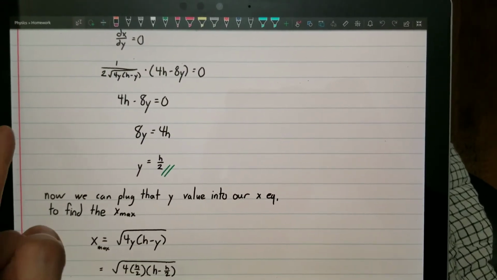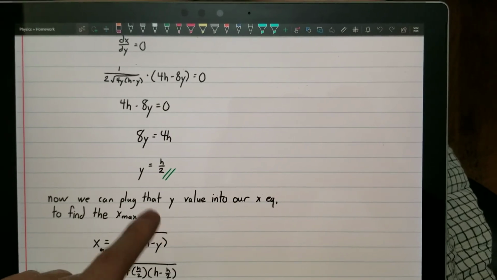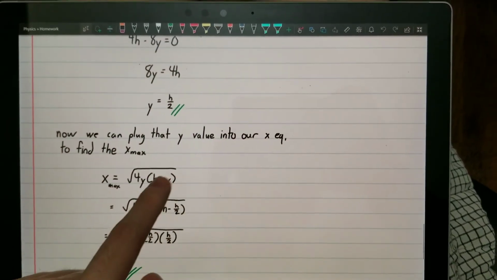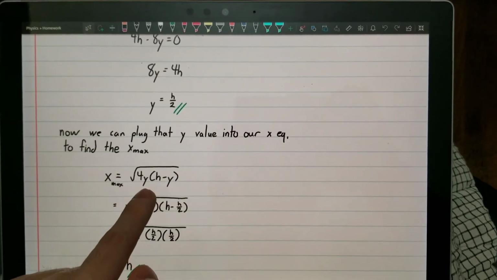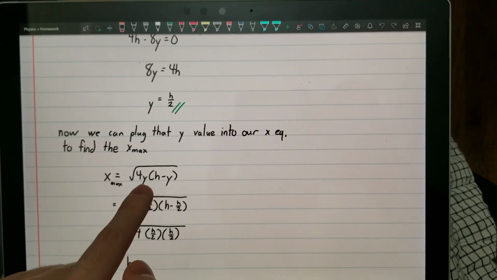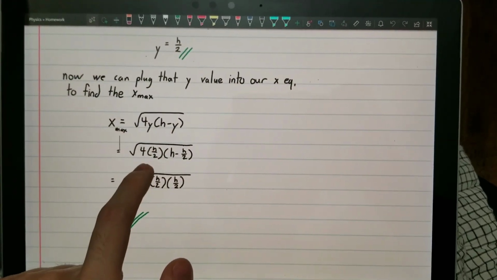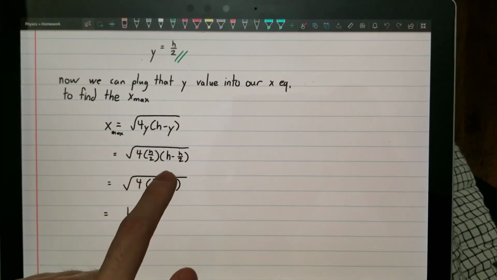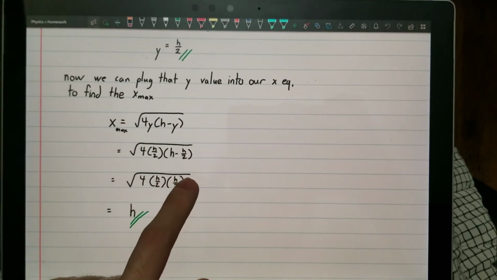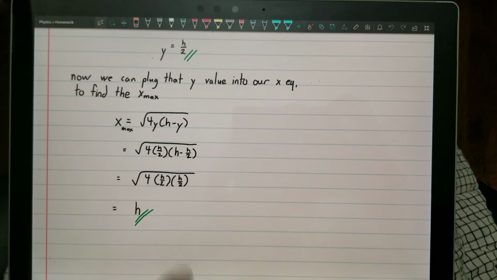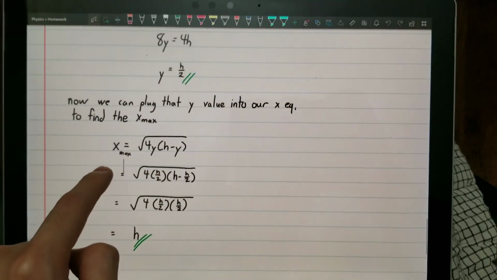Now, we already had an x max equation, so once you plug in h over 2 into the equation that we had before, so plug in that for y here and y here, we end up with something that looks like this. 4 times h over 2 times the quantity h minus h over 2, which ends up simplifying nicely to exactly h as our final answer for x max.